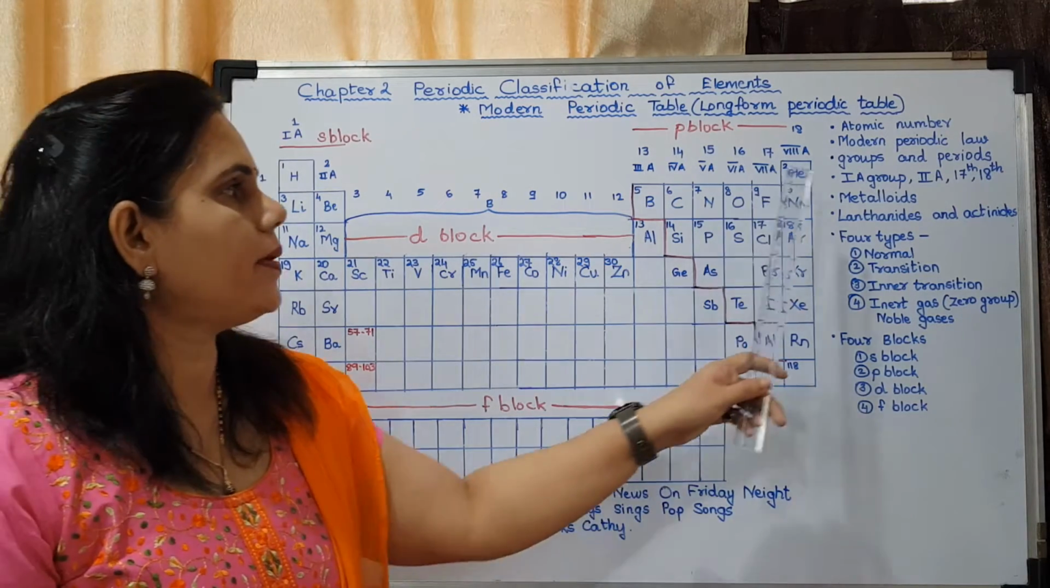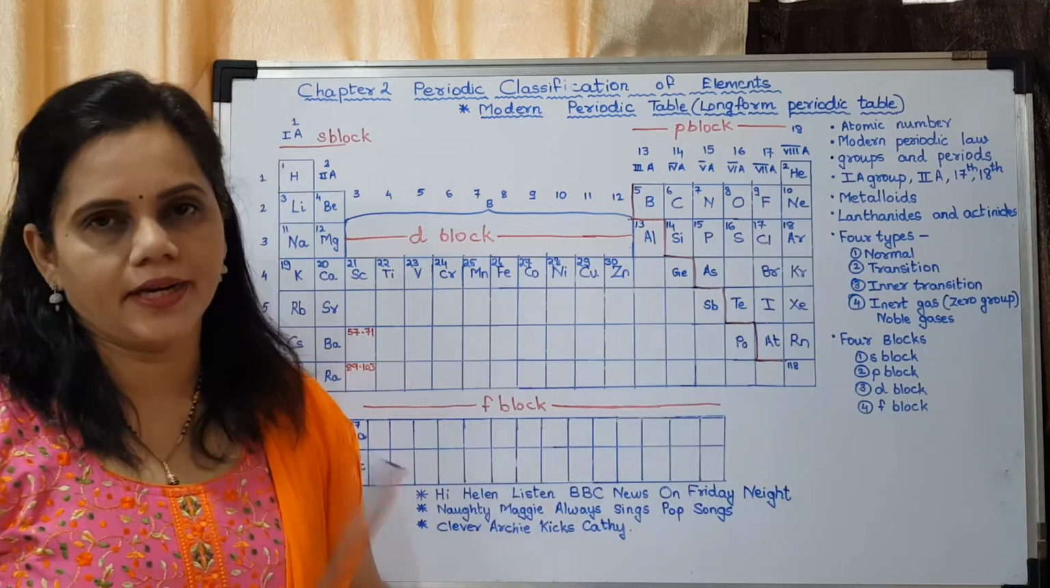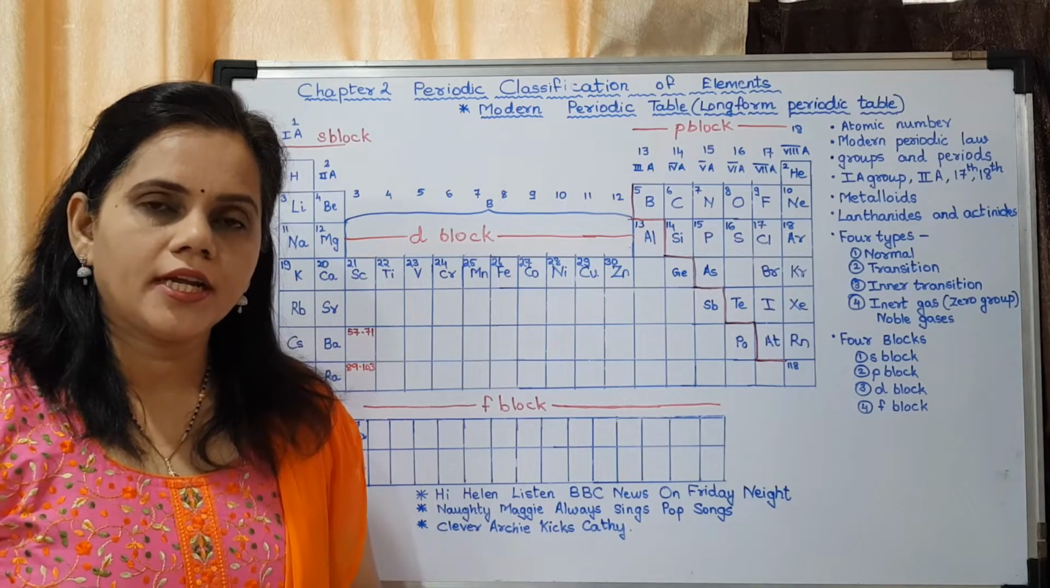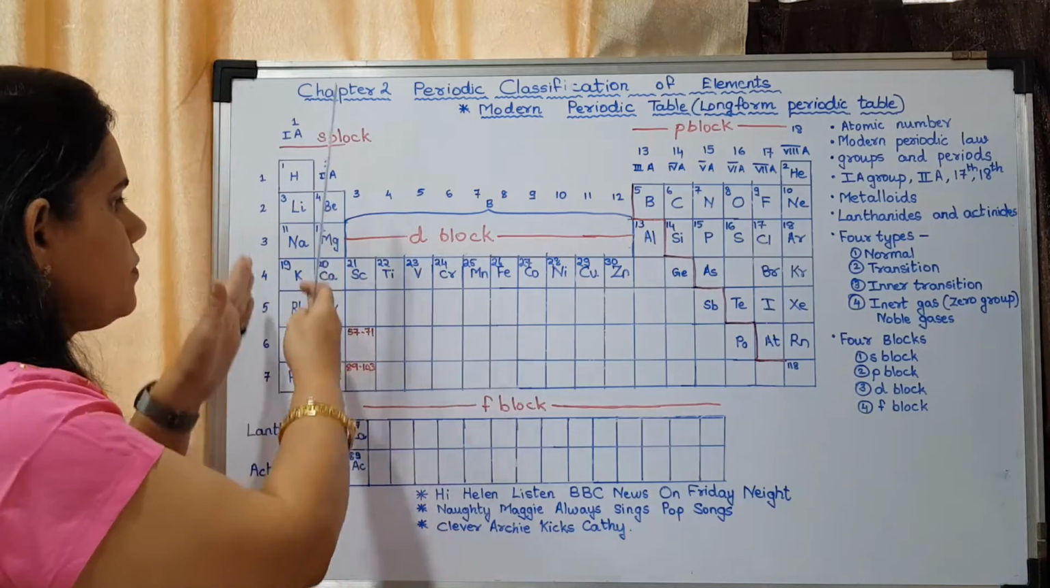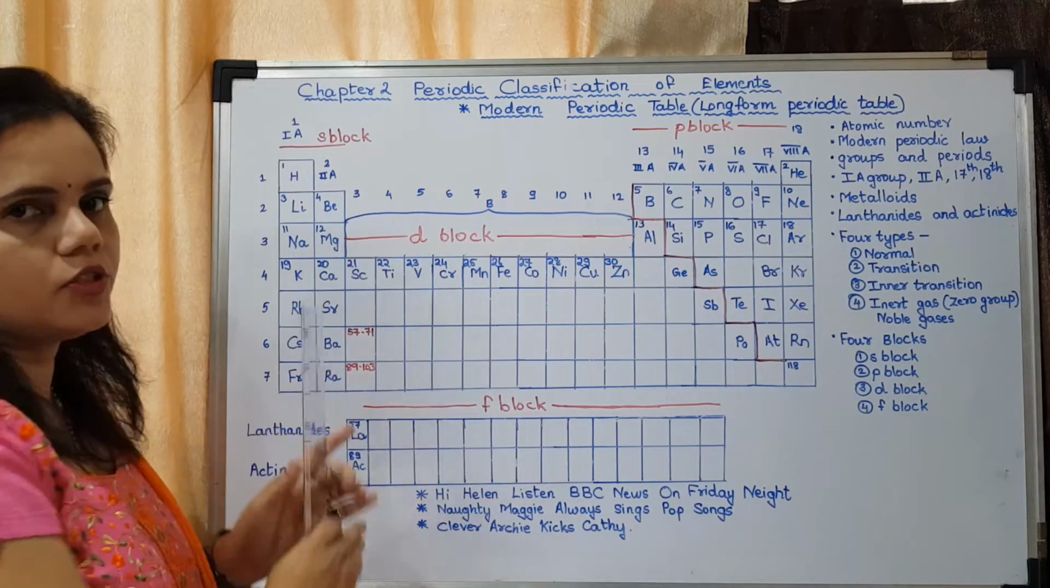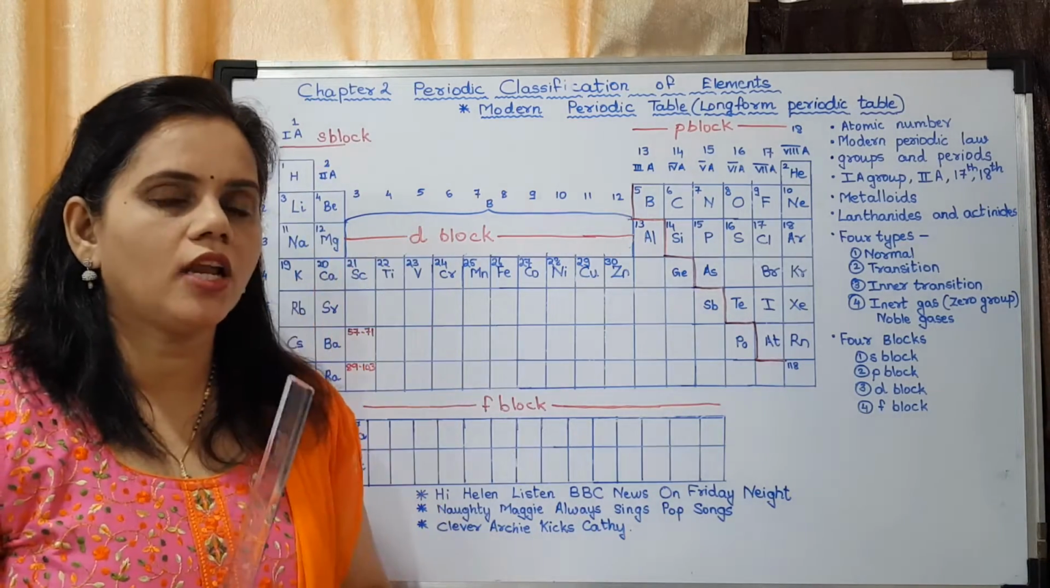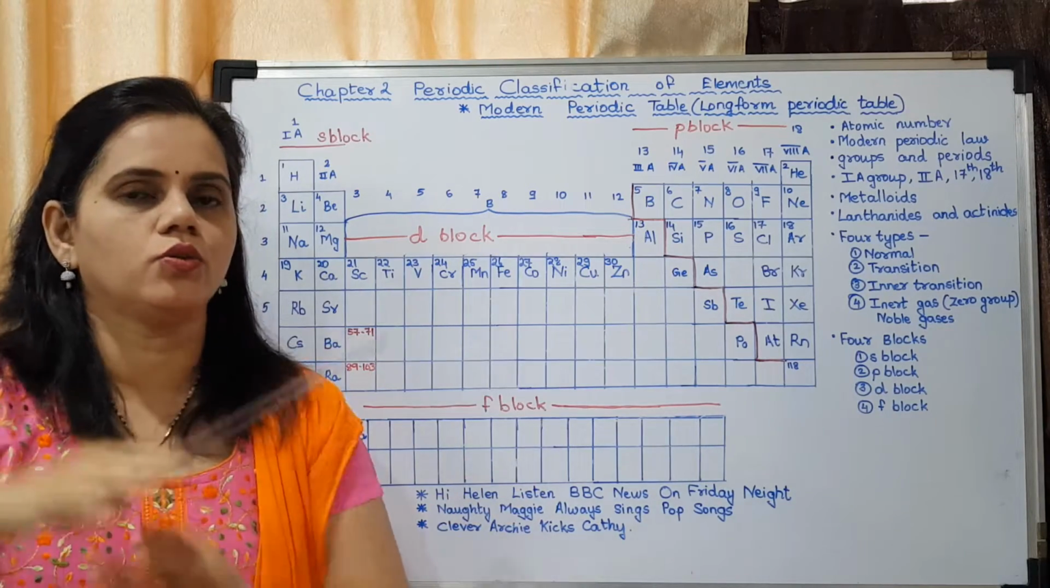Now the third topic is groups and periods. In the modern periodic table, the elements are arranged in vertical columns, okay, vertical columns and horizontal rows.